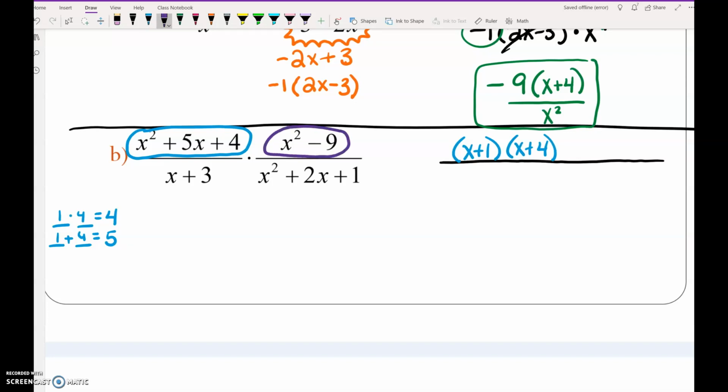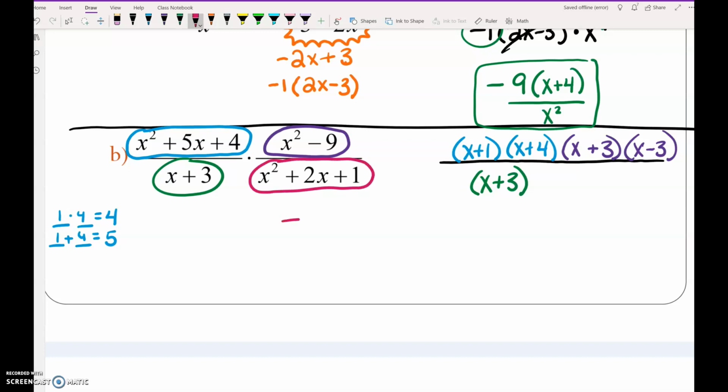Next, we have x squared minus 9. How does x squared minus 9 factor? The difference of 2 squares, so it becomes x plus 3, x minus 3. The x plus 3 can't be factored, so that's a factor of x plus 3. And then x squared plus 2x plus 1, looking for 2 numbers that multiply to give us 1 and add up to 2. Definitely 1 and 1, so x plus 1, x plus 1.